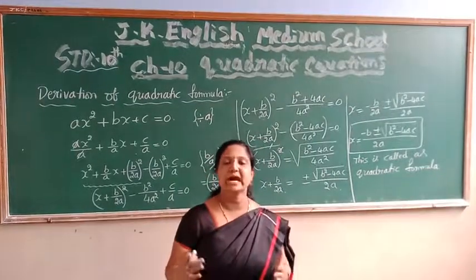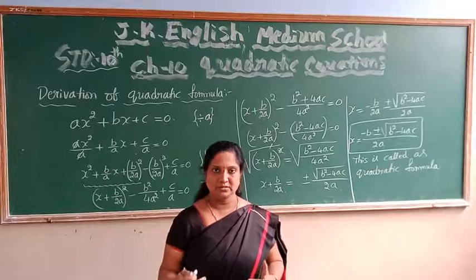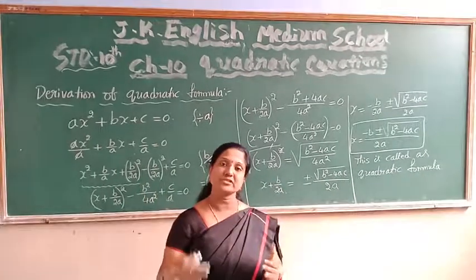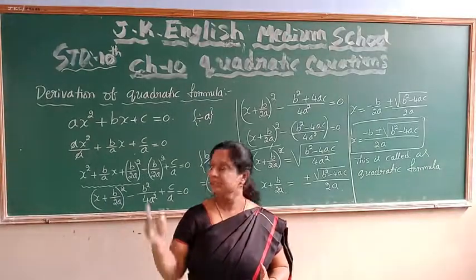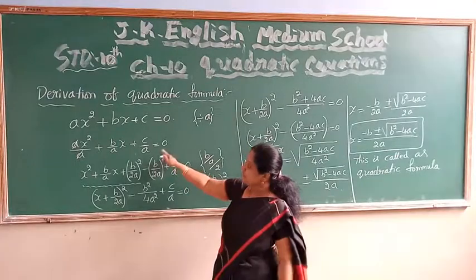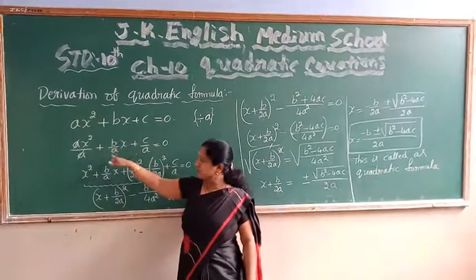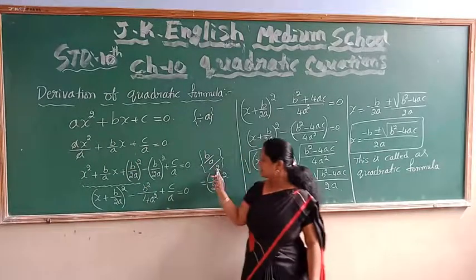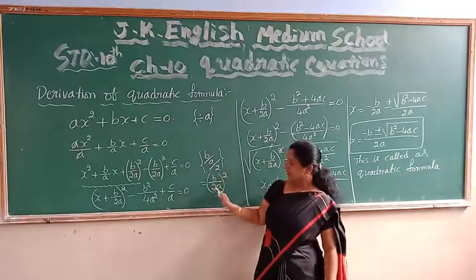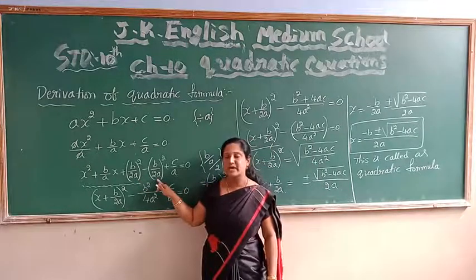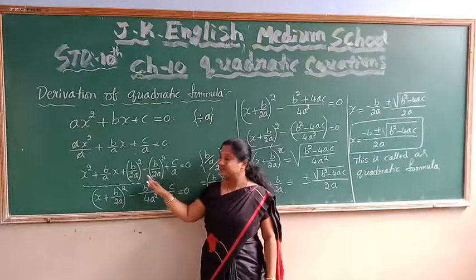Children, when they ask you to derive the quadratic formula, you have to write the standard form of the quadratic equation. Then you divide by a and get it in this form. Afterwards, you observe the coefficient of x and divide it by 2, so it becomes b by 2a. Square it. After squaring, you have to add once and subtract once. The value is not going to change, but we need that term.